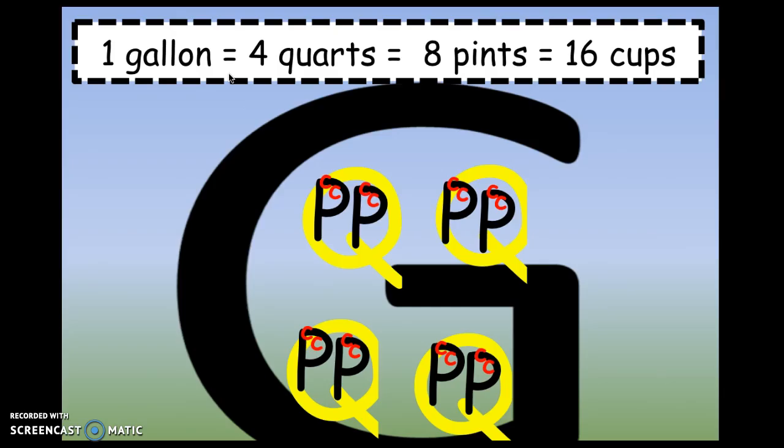So, imagine that the G represents 1 gallon. The Qs each equal 1 quart, so there are 4 quarts in a gallon. Each P is 1 pint, so there are 8 pints in 1 gallon. And each C equals 1 cup, so there are 16 cups in 1 gallon.